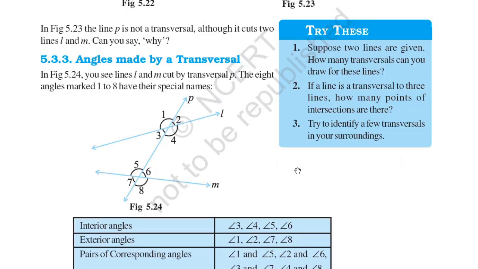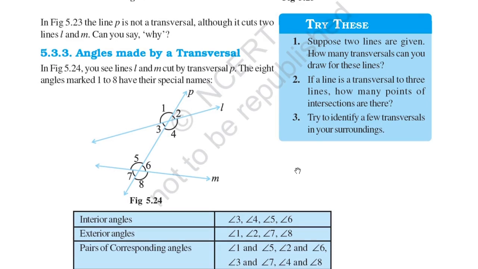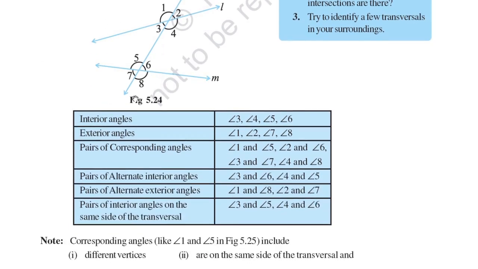Angles made by a transversal. So you can see here in figure 5.24, lines L and M are cut by transversal P. There are 8 angles marked 1 to 8 that have specific names. You can see angles 3, 4, 5, 6 are interior angles, and other than that 1, 2, 7, 8 are exterior angles. Pairs of corresponding angles: 1 and 5 are corresponding angles, 2 and 6, 3 and 7, and 4 and 8 are corresponding angles.